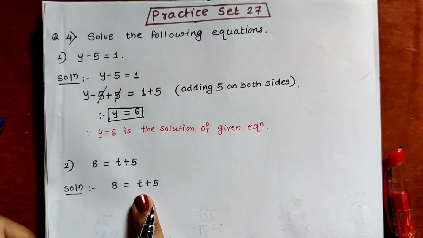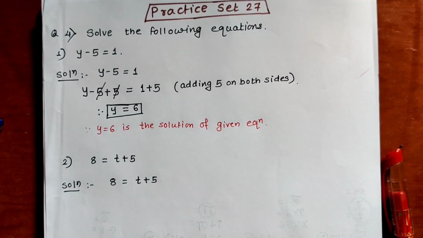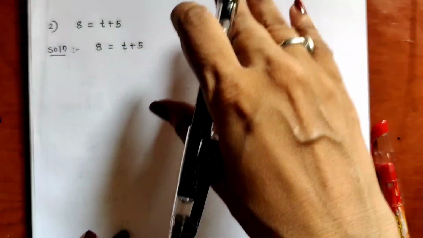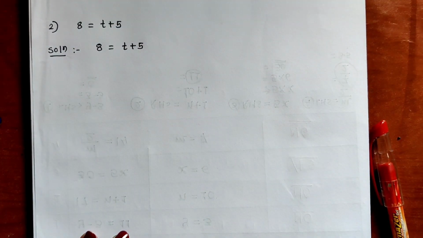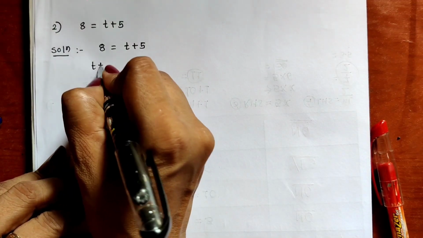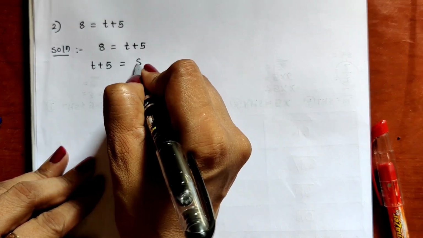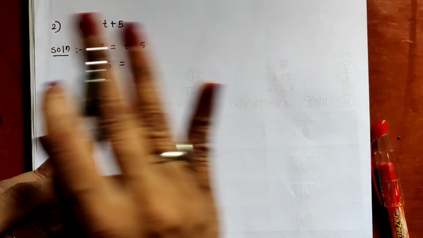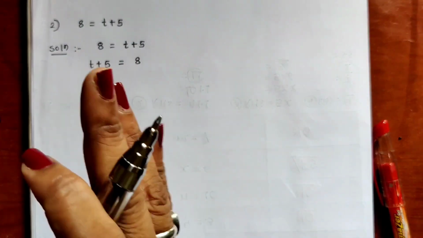See children, t is the variable which is on the right hand side. So the right hand side is the side of the variable. Now what I will do, I will exchange the sides. That means I write the right hand side on the left and the left hand side on the right. Totally transfer both the sides. So when we transfer both the sides totally, it will not make any difference. I write this t plus 5 on the left side and 8 on the right side. So it will not make any difference. What I did, I have exchanged the sides.